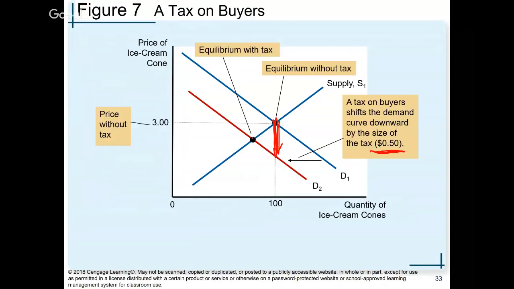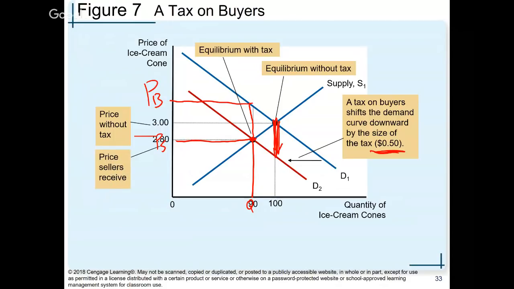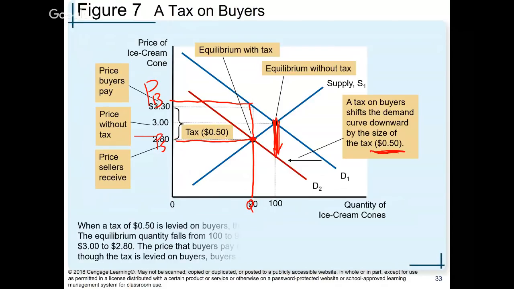And then you're going to have a new equilibrium. From this new equilibrium, go down, get your quantity. And then from this quantity here, go to the supply curve. This is the price for seller. And also from this quantity, go to your old demand curve. This is the old demand curve, and this is the price for buyer. Okay, let's see how much they are. So your seller price is 2.80, and buyer price is 3.30. And together, that's 50 cents tax.